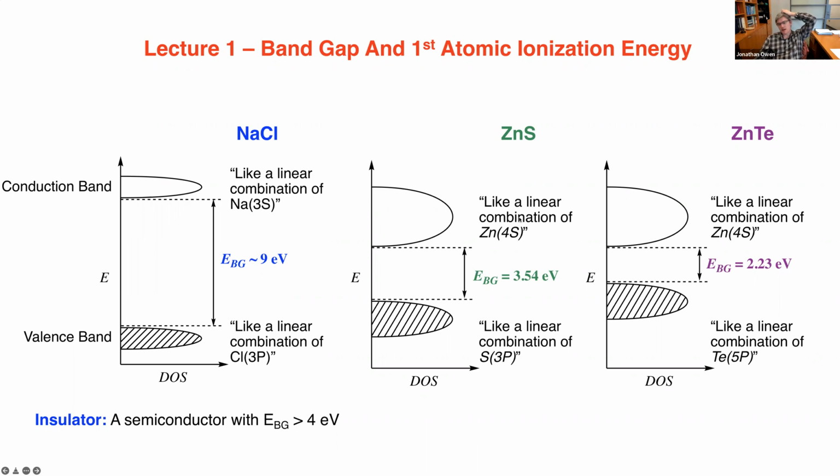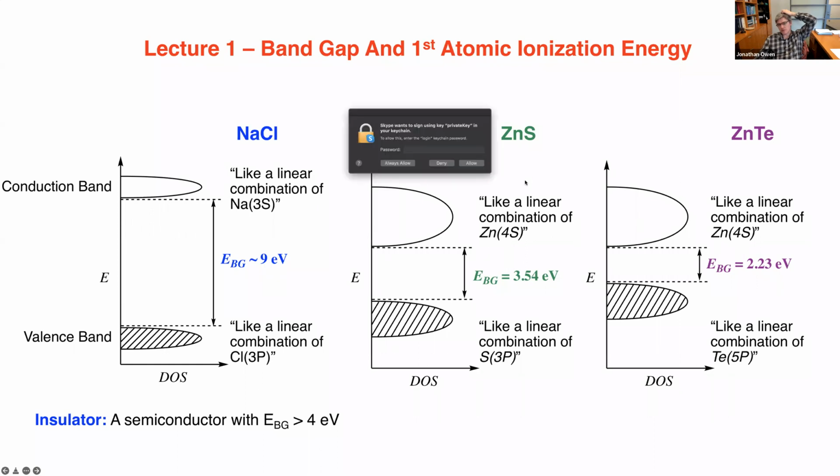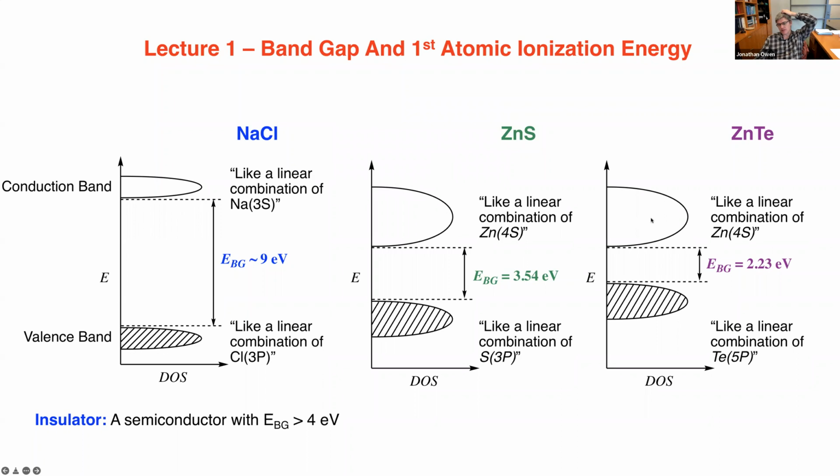Comparing zinc telluride and zinc sulfide, what you end up with is a conduction band that's actually very similar for both materials, because the conduction band is primarily zinc 4s in character. But you get a big difference in the valence band.